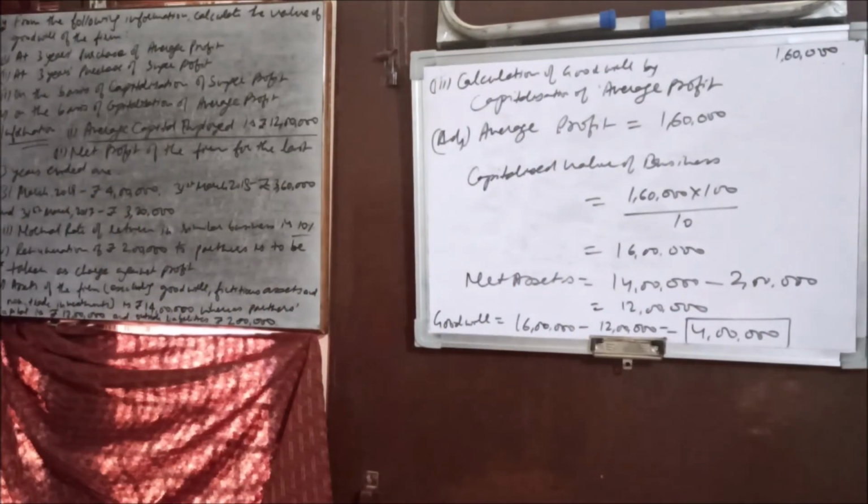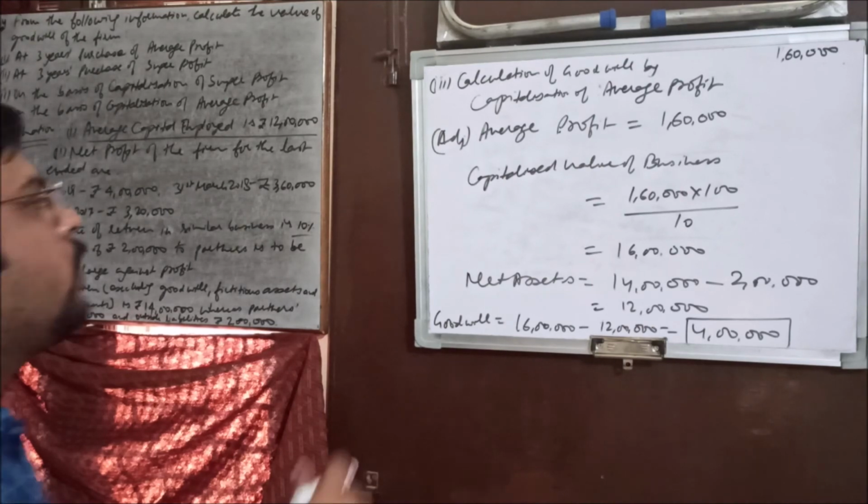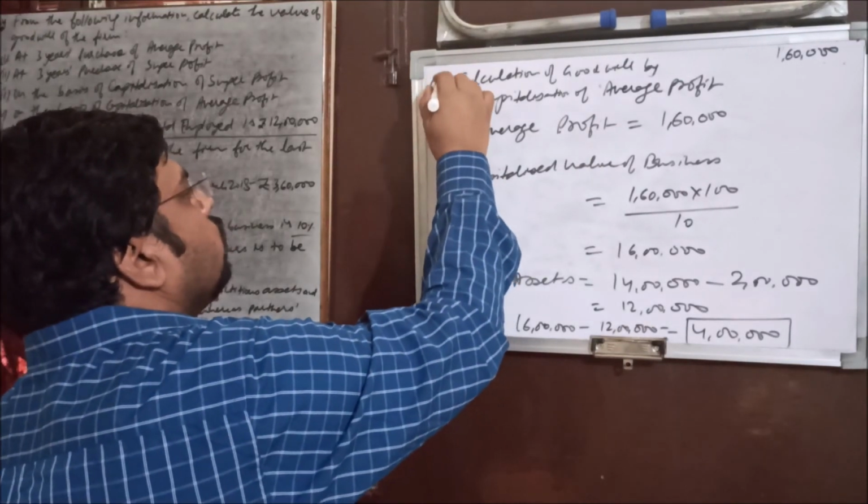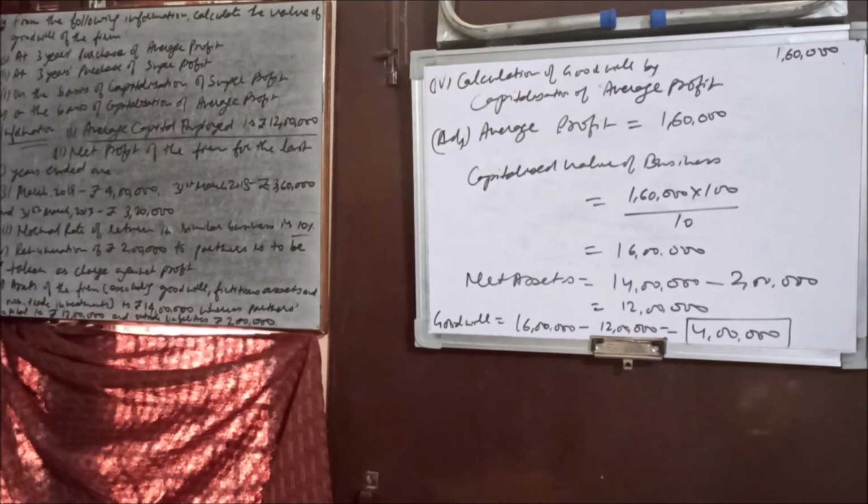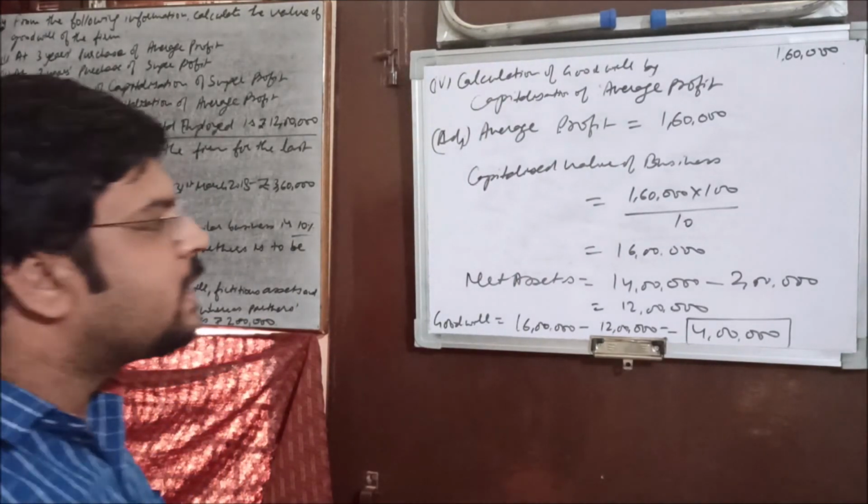So this is the way to attempt the question if it is given in the comprehensive form, right? So this was the fourth one. So, understood how the questions can be attempted?